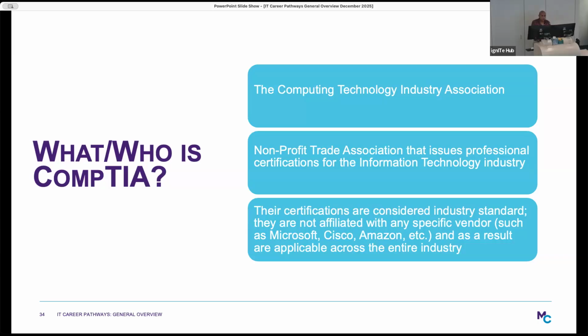So, what is CompTIA? We are not associated with CompTIA. I have had CompTIA certifications. I have a couple of bones to pick with them. For the most part, they're pretty good. So CompTIA is the Computer Technology Industry Association.